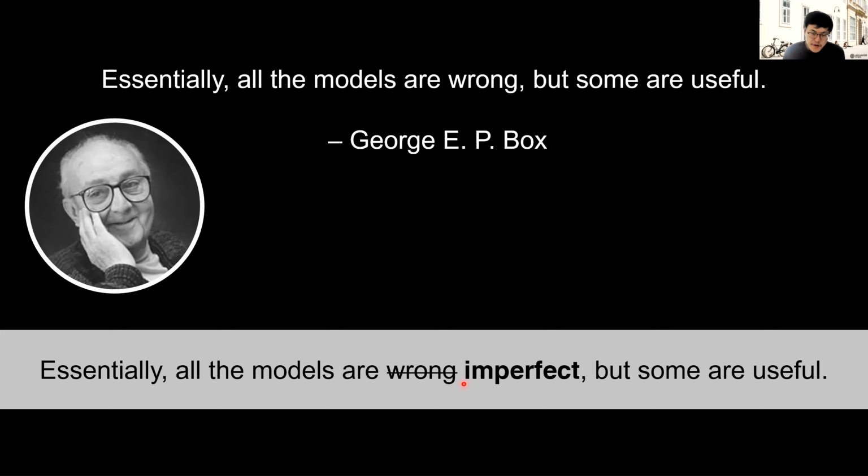So maybe we could rephrase that a little bit to say, essentially all models are imperfect because there is always room for improvement, but some of them are helpful. Helpful for what? In our case, helpful for us to understand how people make decisions, how people learn, how people memorize words, how people do cognitive things.